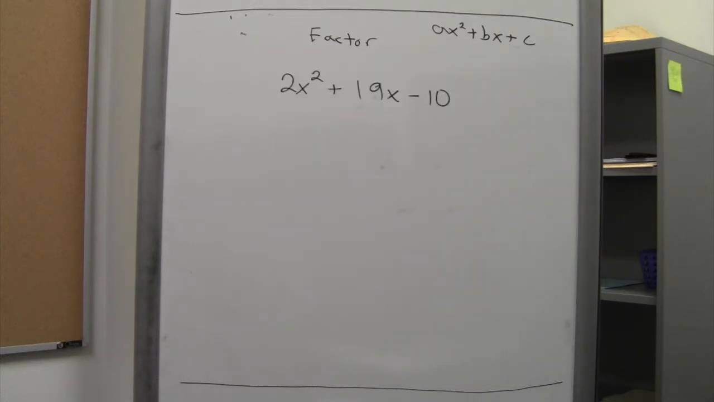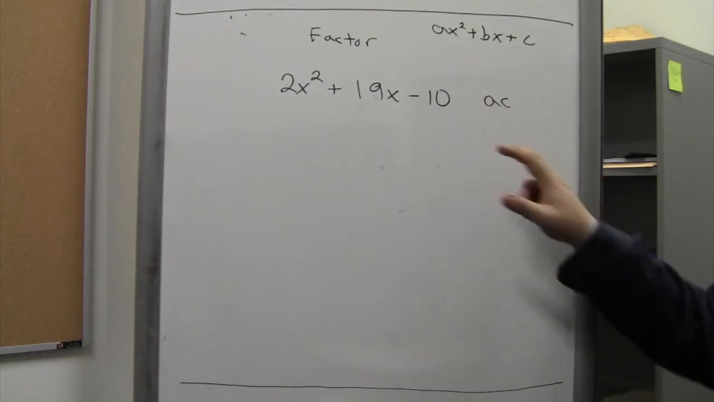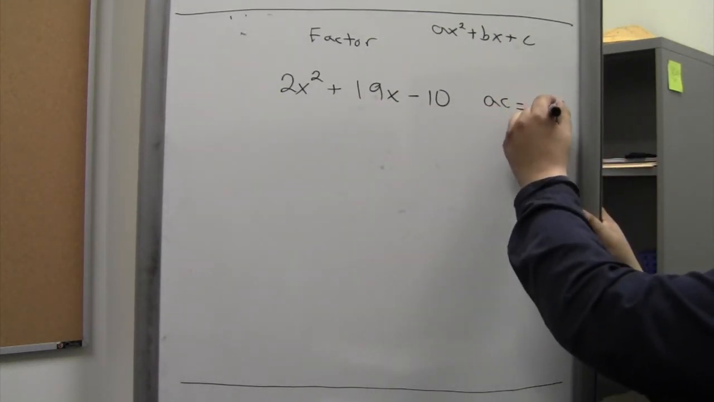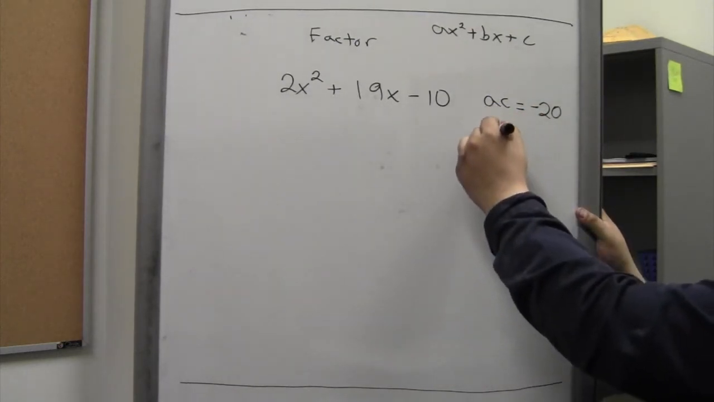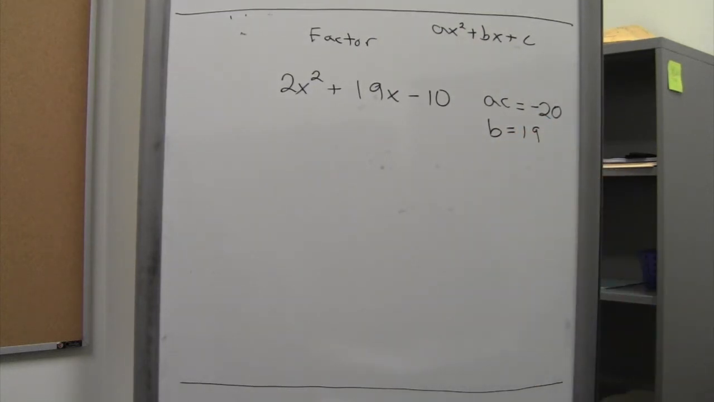Alright, so we've got 2x squared plus 19x minus 10. Let's get started with step 1, the AC method. AC is 2 times negative 10. This is negative 20. B is positive 19. Now this one is relatively simple to spot right from the beginning.